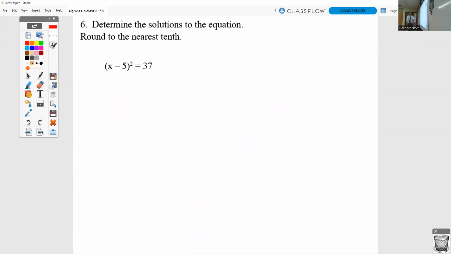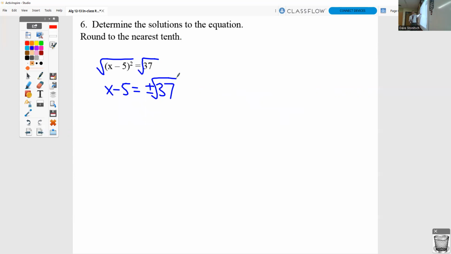In question number 6, determine the solution to the equation. Round your answer to the nearest tenth. So in question number 6 here, we want to solve it. The opposite of squaring something is to take the square root. So to get rid of that parentheses in the squared, I want to take the square root of both sides. So now I have x minus 5 equals plus or minus radical 37.